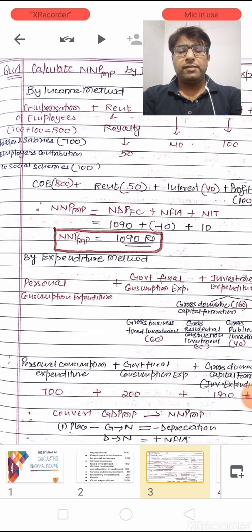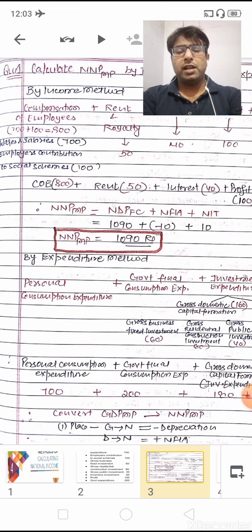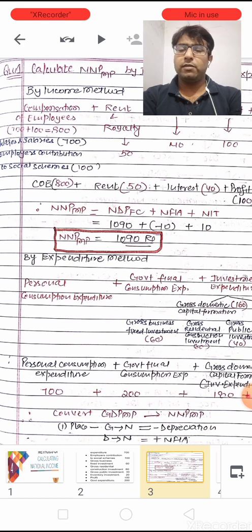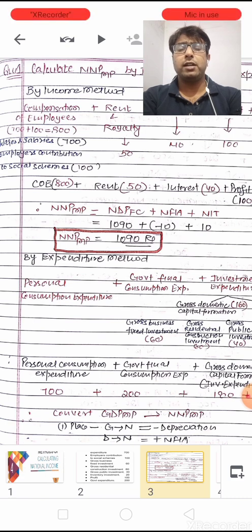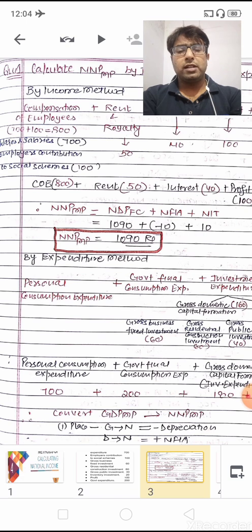Now children, as we have to find out NNP, we will have to start the conversion. At first place, net is to net, there is no conversion because net is to be converted into net. But at second place you just see domestic has to be converted into national. Therefore we are adding here NFIA, and factor cost has to be converted into market price. That is why we are adding NIT. So 1090 plus the value of NFIA, which is minus 10, whereas the value of NIT is 10.